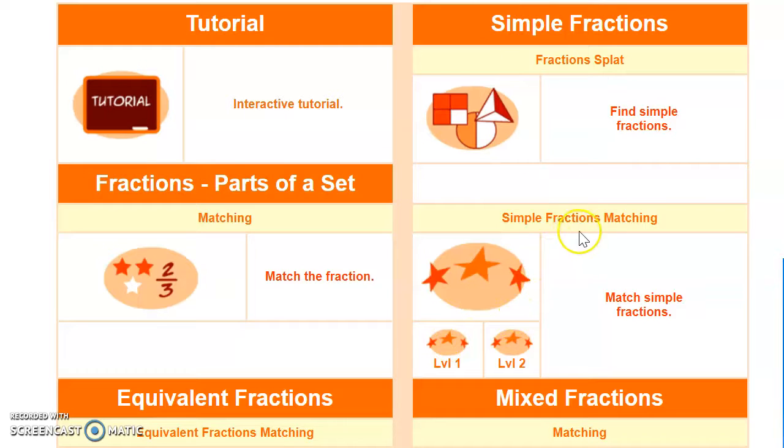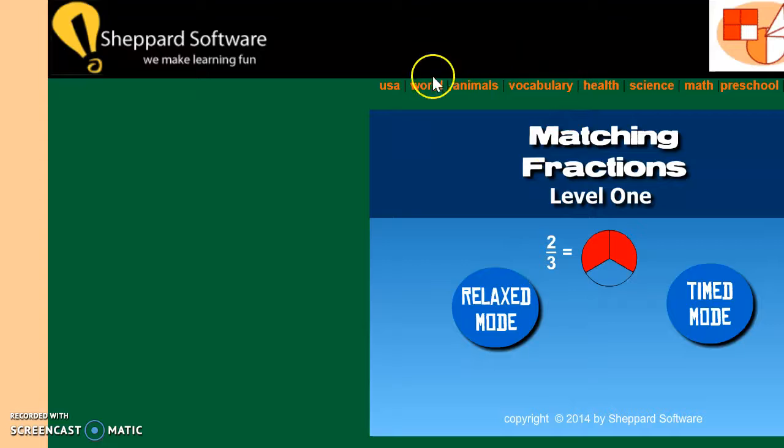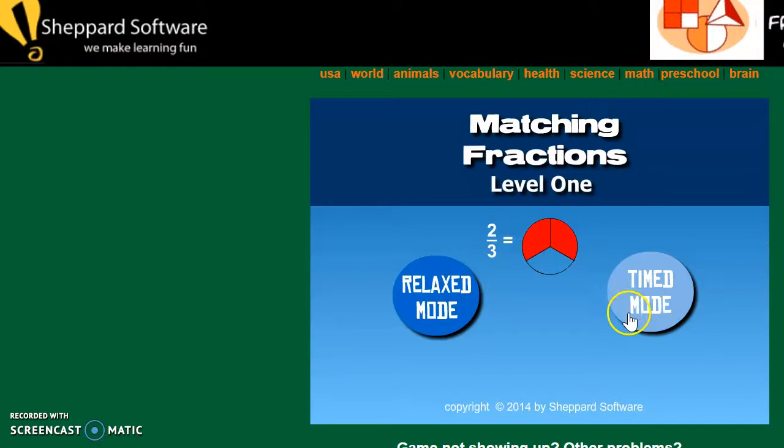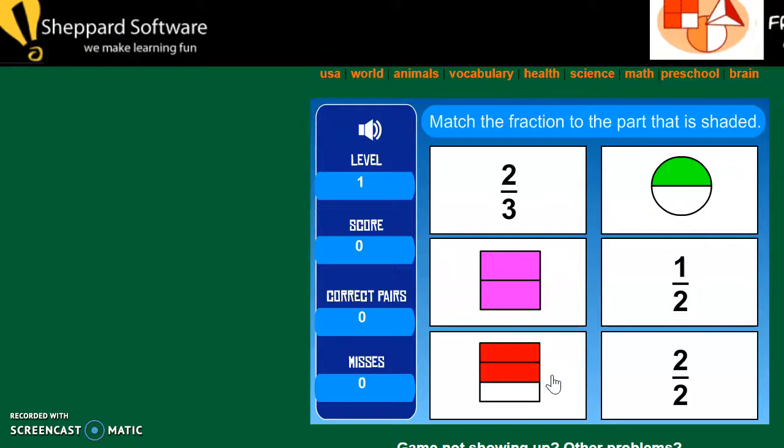The first one, you're going to go to Simple Fractions Matching. You're going to start with level 1. It may ask you to update your Adobe Reader, and then you would just click Yes. You can choose relaxed mode or timed mode. I'm going to click on relaxed mode. Okay. All right, now I'm just going to match the fractions.